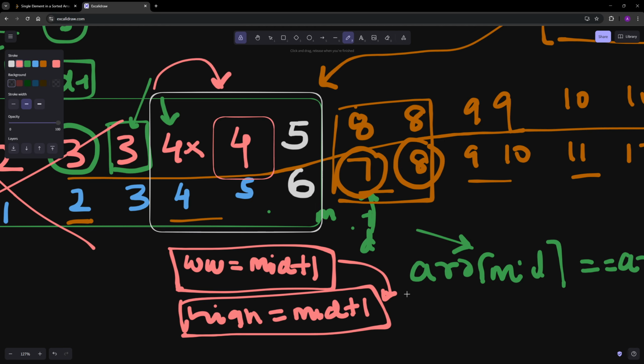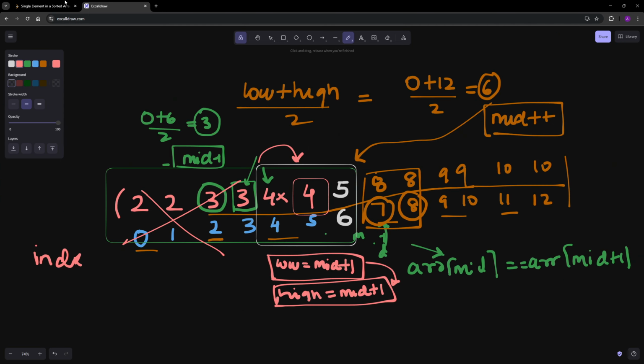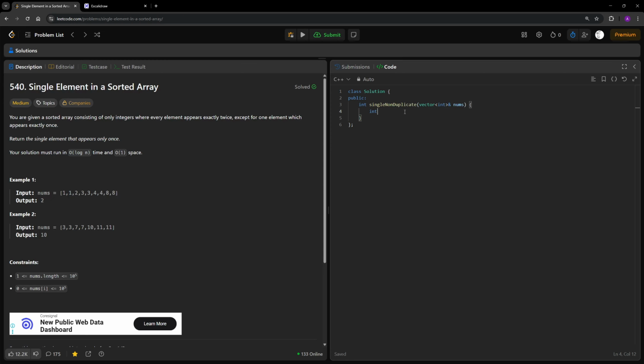So yeah, that's all, guys. That's all about this given question. Let me code it for you. That is why I said there is no real difficulty in the question. The only difficulty is in explaining the given approach.